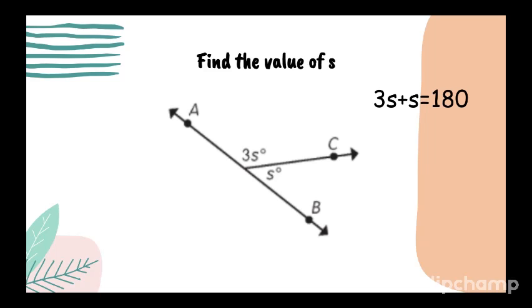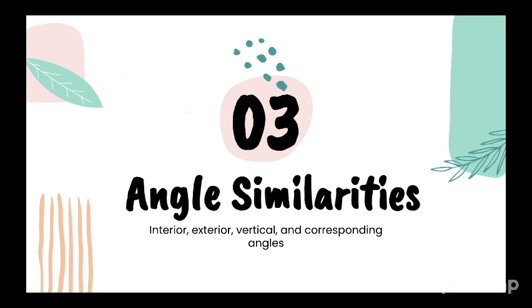And once you have this set up, all you need to do is solve this simple algebraic equation, which is similar to when we've solved algebraic equations in the past. So 3s plus s is equivalent to 4s, and we just set 4s equal to 180. And then to solve and isolate s, we just need to divide both sides by 4. So we are left with s equals 45. And you can test it.